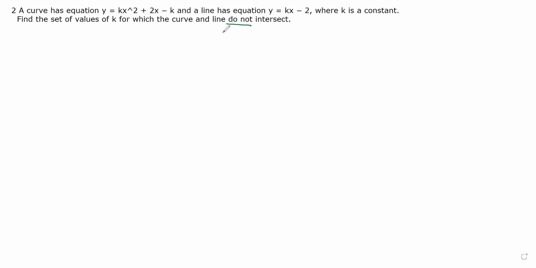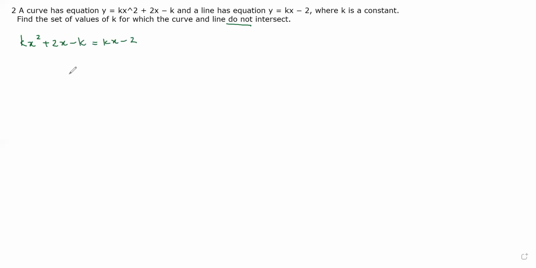To find the values of k for which the curve and the line do not intersect, we equate these two equations to obtain a quadratic equation. And since they do not intersect, the discriminant must be negative. We let kx squared plus 2x minus k equals kx minus 2.